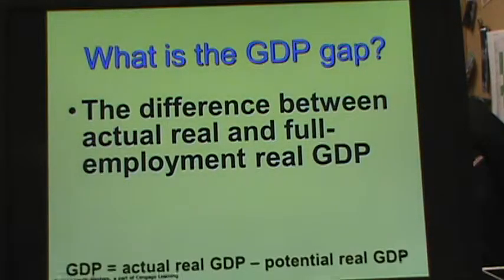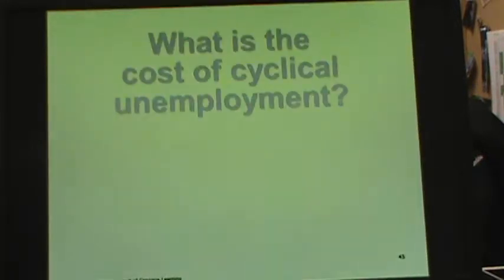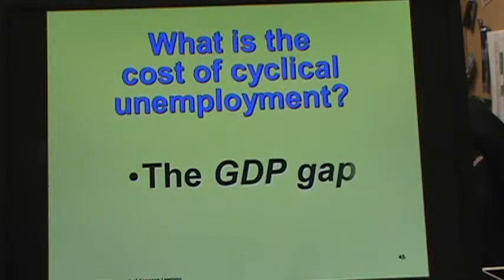The GDP gap, you're going to look at again, and you're going to get about one graph for this chapter. The GDP gap is the difference between actual and full employment output. So we take our actual real GDP and subtract our potential real GDP, and we get our GDP gap. Let's look at it. We'll look at a graph here in a second.